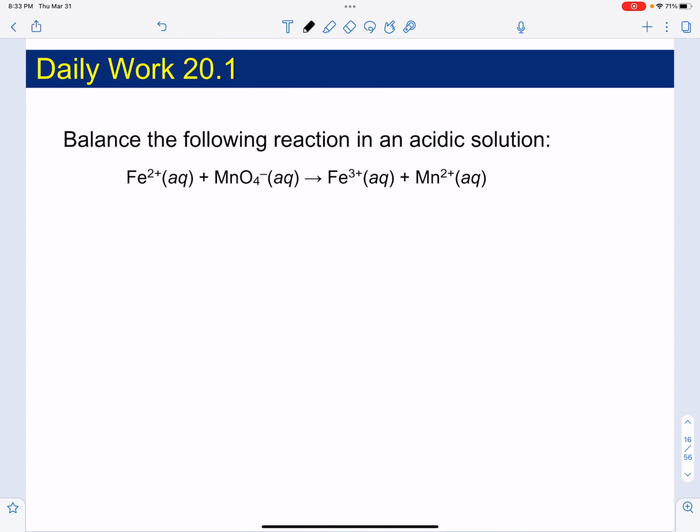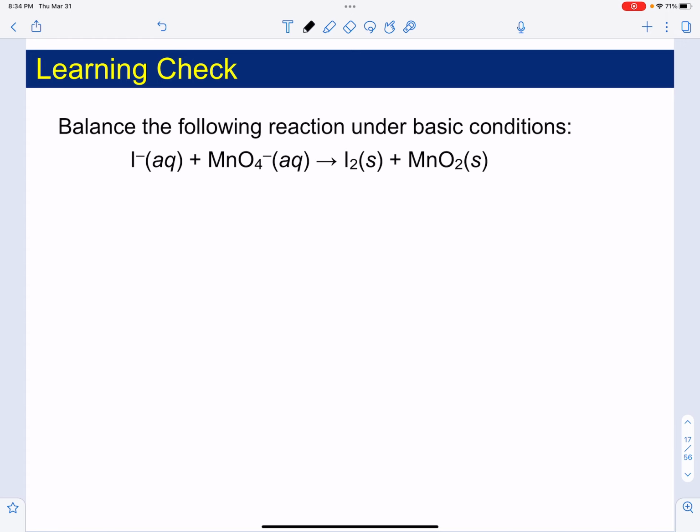And now you get to practice. Once you practice that, and make sure you get to the textbook and practice some more, now we're going to do it in basic conditions, which is exactly the same that we just did, but we do one more step at the end. So let's do this.